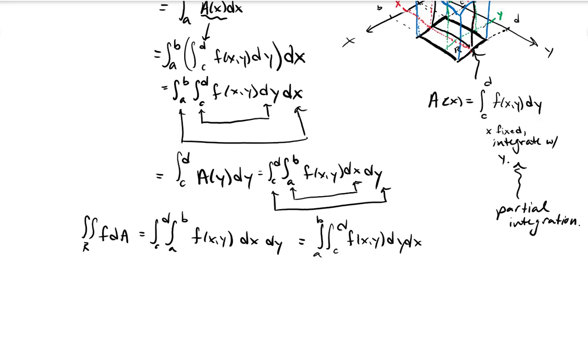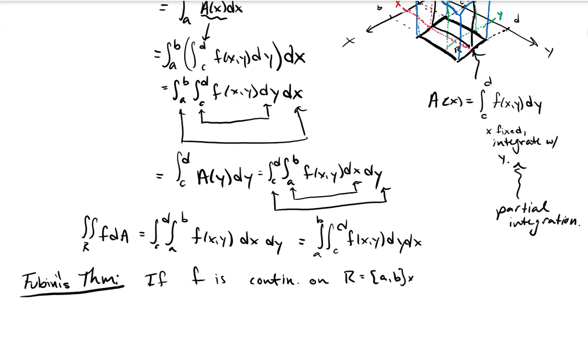And there's actually a name for this fact. The name of this is Fubini's theorem. And it just states pretty much that. I'll skip some of the details, but if f is continuous on a rectangle, a to b in the x direction, c to d in the y direction, then we can write this the same both ways.